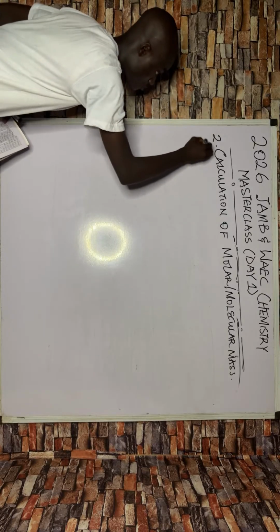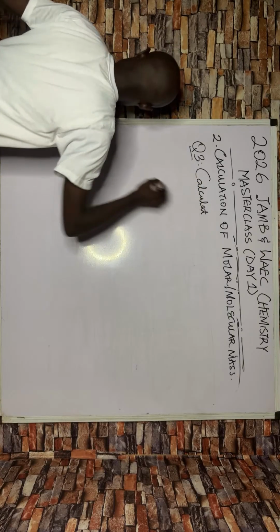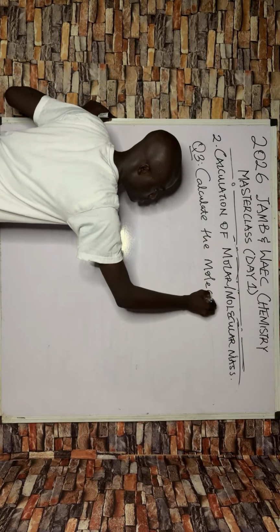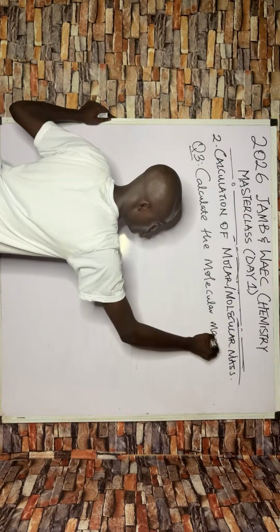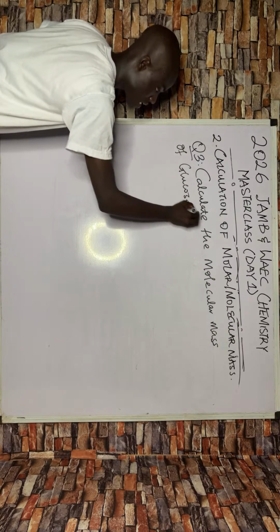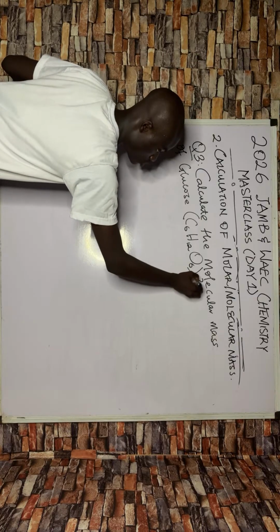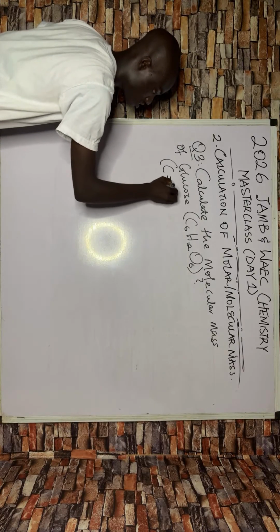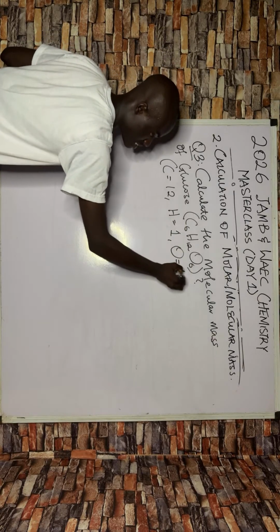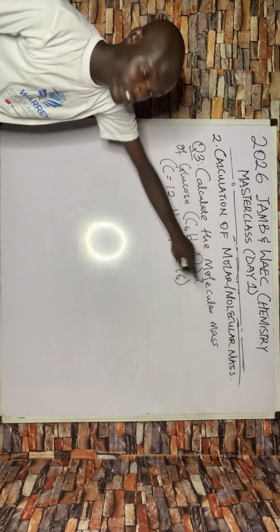So question 3 in this class becomes: calculate the molecular mass of glucose. And glucose is C6H12O6. In brackets, the mass of carbon is 12, hydrogen is 1, and oxygen is 16. So we are going to look at how to calculate the molecular mass of this compound, which is glucose.